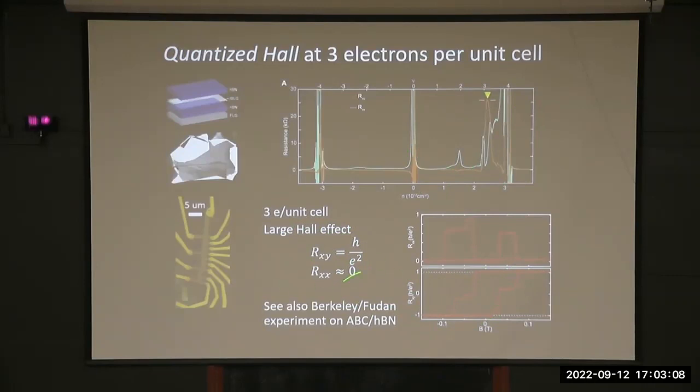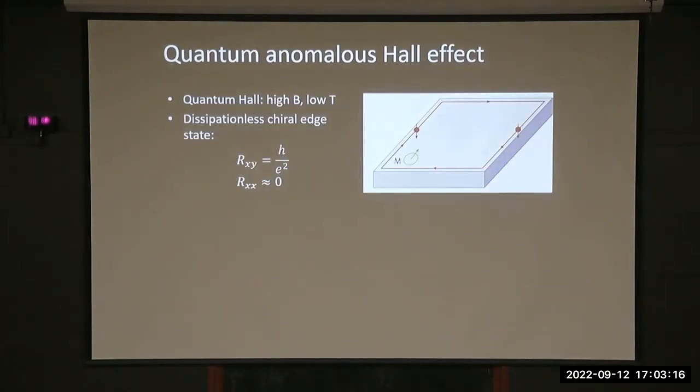Okay, and there was a similar experiment around the same time, also from the Berkeley Fudan collaboration on ABC on hexagonal boron nitride, that saw something similar. So how to understand this? This is exactly a quantum anomalous Hall effect. It's what can happen when you have broken time reversal symmetry and large Berry curvature and finite Chern numbers, which I'll describe in a second, in an insulating state.